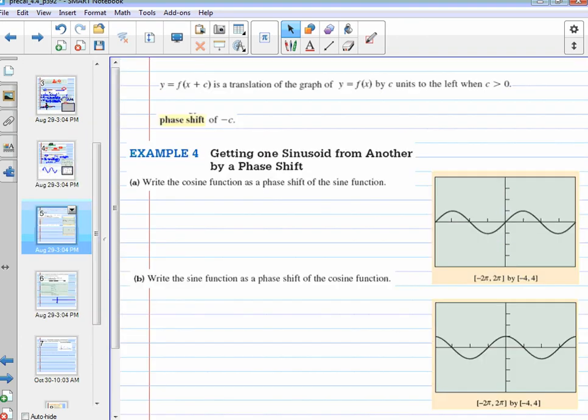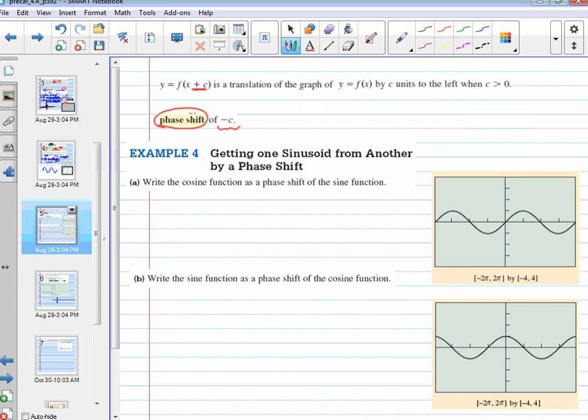Okay, so what do I do when I add or subtract a number onto the x? What does that do? Slides it left and right. These are horizontal translations. In the language of sinusoids, we call them phase shifts. It's called a phase shift when I move it to the right or I move it to the left. And the phase shift is negative of c. Well, we already know that if I add c, it means I'm moving to the left. And if I subtract c, it means I'm moving to the right.